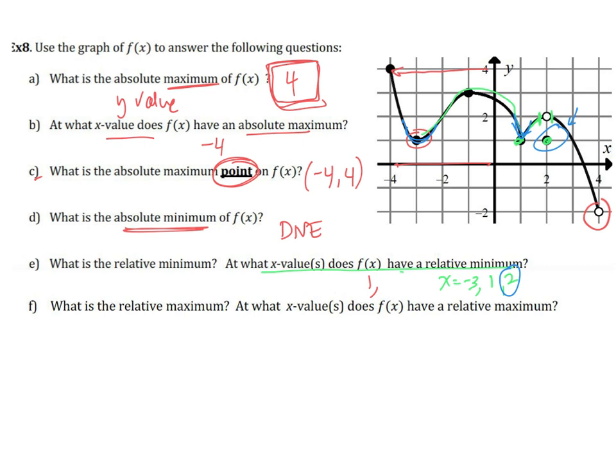Now, what is the relative maximum? So the relative maximum is when it's going from increasing to decreasing. So right here is a relative maximum. What is that relative maximum? Well, it looks like it's a value of 3. And when does it occur? Well, it occurs when x is equal to -1. Do I have any other relative maximums? No, I don't. That's it.